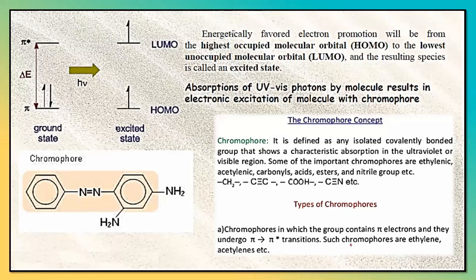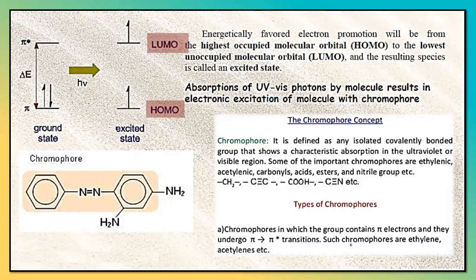Now here we have two very important terms, one is this one, another is this one. What is HOMO, what is LUMO, we need to know. HOMO is the highest occupied molecular orbital, LUMO is the lowest unoccupied molecular orbital. Basically these will be the ground state and the first excited state respectively. Here you can see the energetically favored electron is promoted from the HOMO, and this one is also called the excited state.